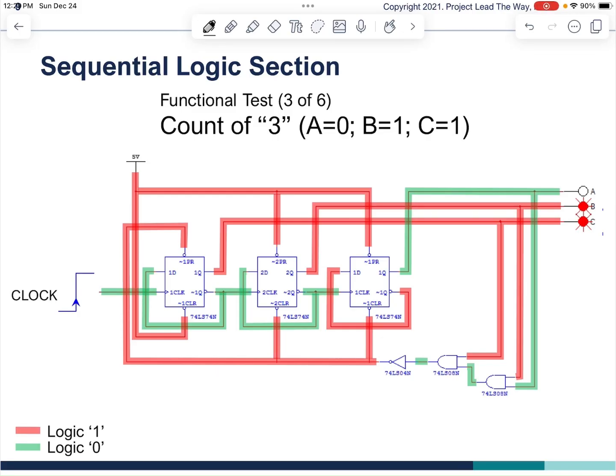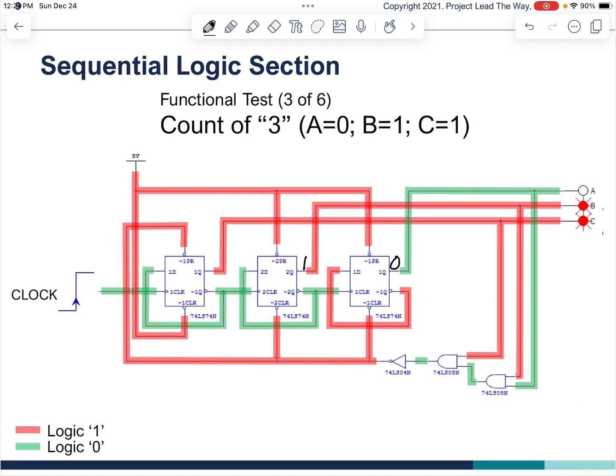Okay, similar to the previous slide. Now we have 0, 1, 0, right? Then we mark Q naught. That's opposite, opposite, opposite, right? And that's also 1 because Q naught is connected to the input of D. And that's a 0 and that's 1. Okay, then the next clock comes in.